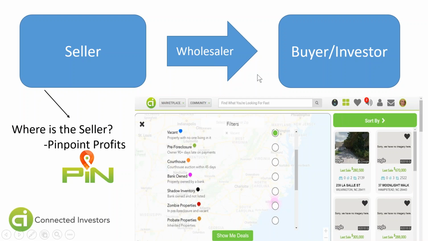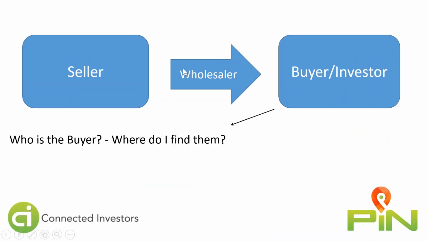How cool is that? It makes it very, very easy. No more going to the courthouse, searching records, and going through all that, and having to go through the metal detector at the courthouse. You know, I've been there. I know all about that, guys. Now you can just do it through PIN. So pretty cool. Who are the buyers? Where do we find them?